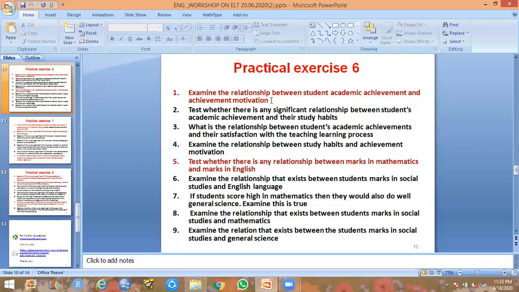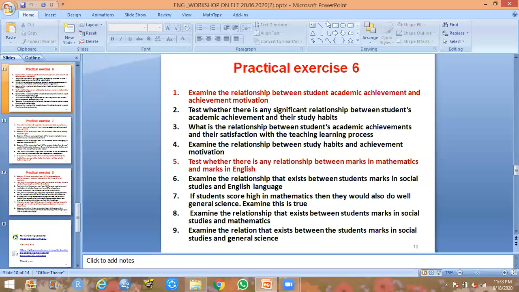Now, how can you test or examine this relationship? You set up a statistical hypothesis, simply called the null hypothesis: there is no relationship between academic achievement and achievement motivation. Or simply you can say that there is no association between academic achievement and achievement motivation. Now, how can you test this hypothesis using correlation analysis?